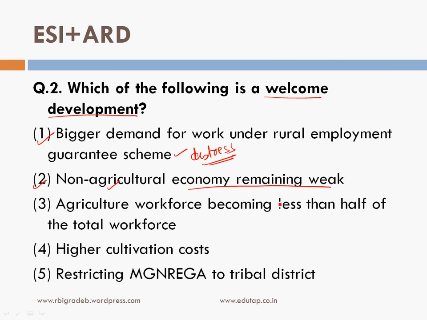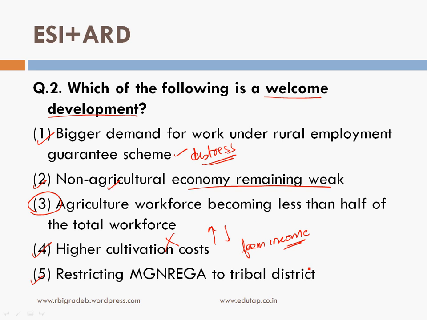Agricultural workforce becoming less than half of the total workforce. Let's leave this option for now. Higher cultivation costs. No, again not a welcome development because once the cultivation costs go up, once the yields go down, it leads to a deterioration of the farm income. Right, so that is not a welcome development.